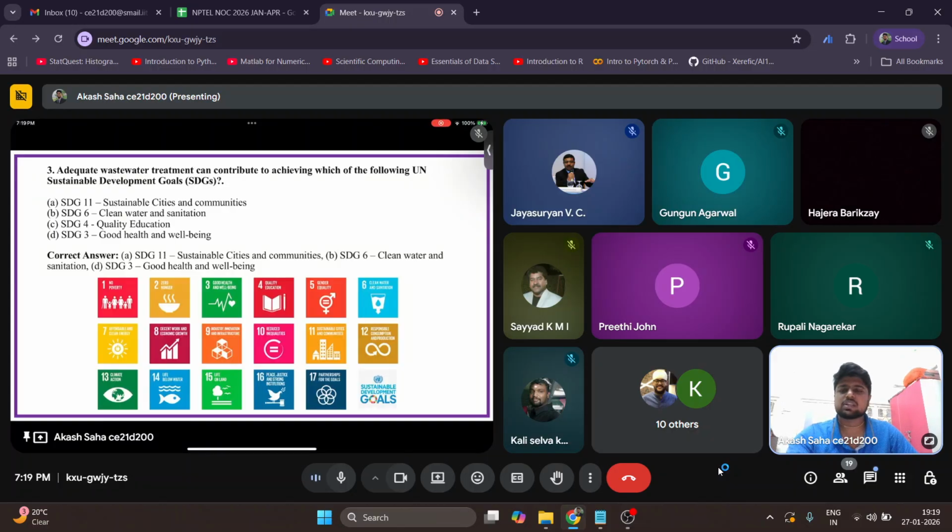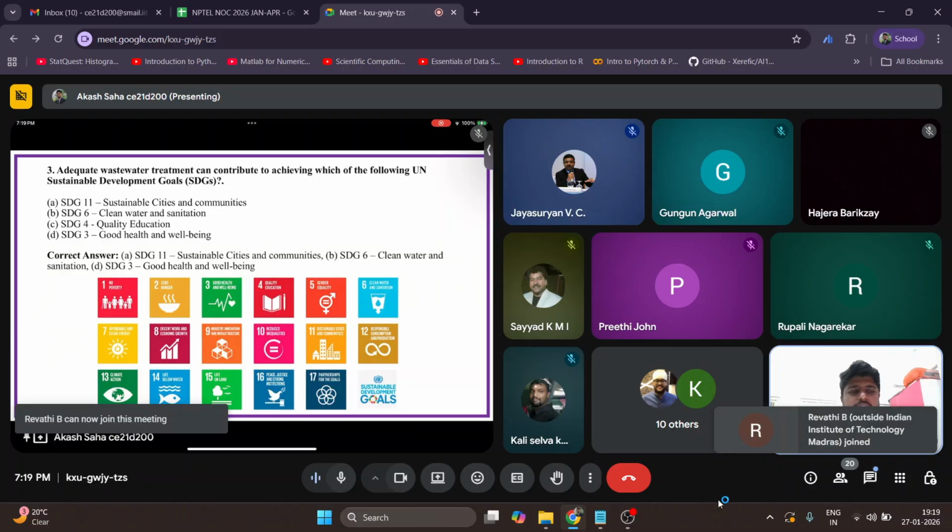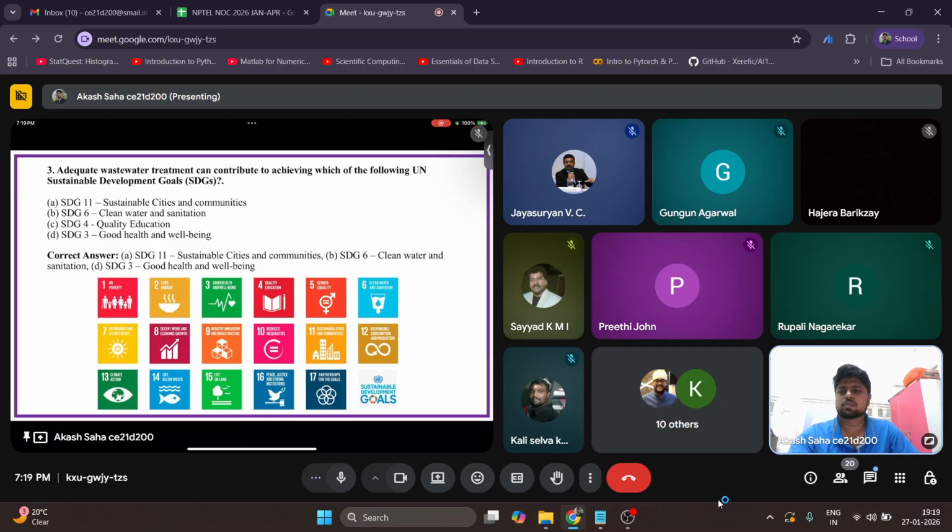So here I have given the snapshot of all the 17 SDGs. So as per the UN, there are 17 SDGs. So water is somewhere or the other linked with many of these SDGs, not only these three. I think more than six SDGs, the water is related. So you can just make a note of it. Okay, right. So we'll move to the next problem.